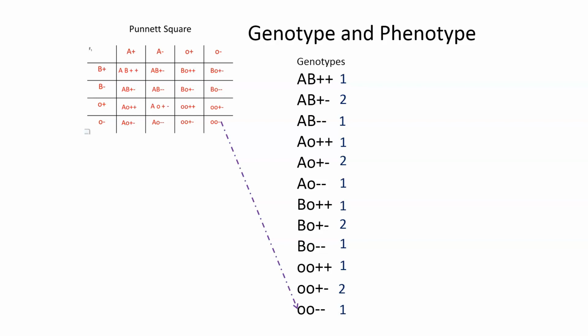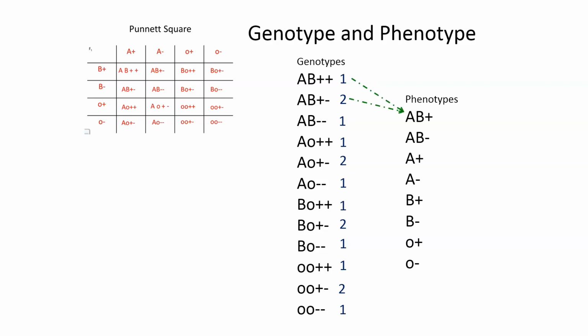When we start looking at the phenotypes, remember, A is dominant, A and B are codominant, plus is dominant to minus. So we're going to start looking at the possible phenotypes as being AB positive, AB negative, A positive, A negative, B positive, B negative, O positive, O negative. So we start adding these together. The AB, if it's got 1 plus, is going to be AB positive, so we've got 3 of those. The AB negative, we've only got 1.